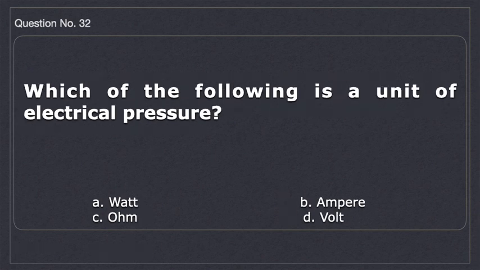Question number 32. Which of the following is a unit of electrical pressure? A. Watt, B. Ampere. C. Ohm, D. Volt. Answer D. Volt.